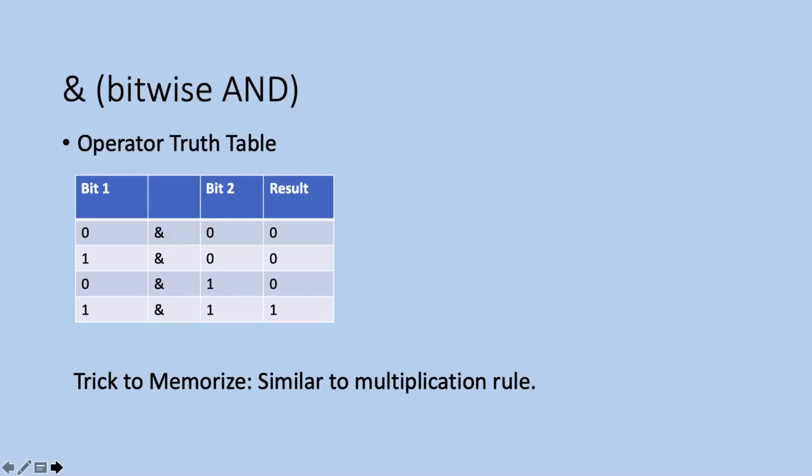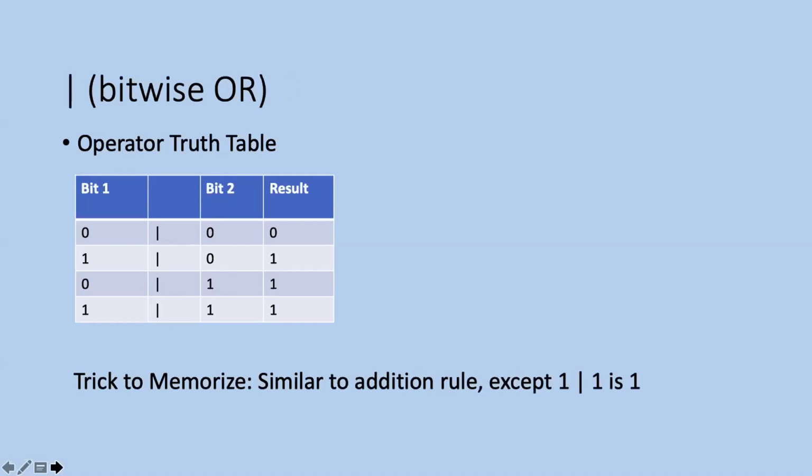The trick that I use to memorize this is it's similar to the multiplication rule. If you look at it, 0 times 0 is 0. It's very simple. It's actually easier to memorize bitwise AND because it's so similar to the multiplication rule, right? The second one is bitwise OR.